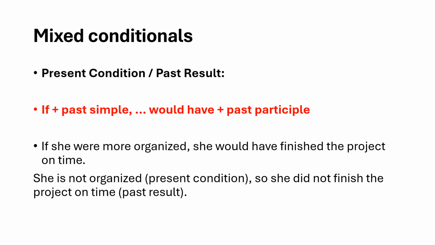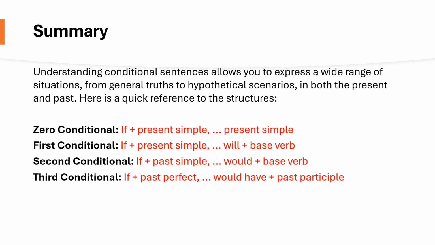Present condition and the past result. If she were more organized, she would have finished the project on time. She is not organized. Present condition, so she did not finish the project on time. Past result. Here is the summary of conditional sentences.